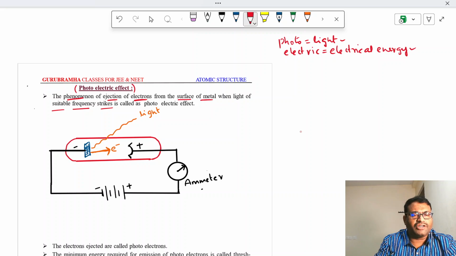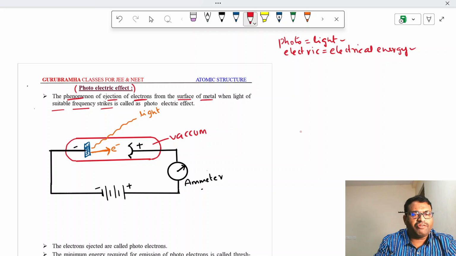Here you can find some setup. So in this discharge tube, there is nothing, no air inside it. So what is there? Vacuum. Vacuum means if there is nothing in this glass tube, nothing is present. That is called as vacuum. No air is present.